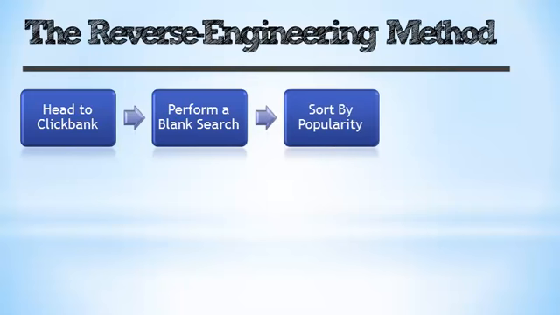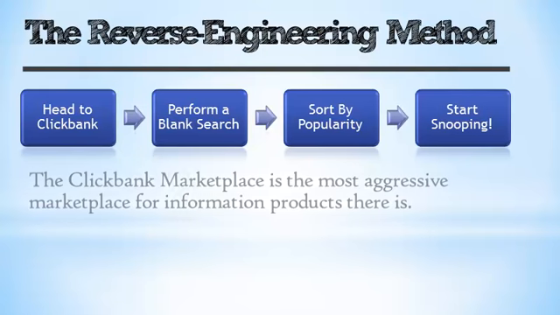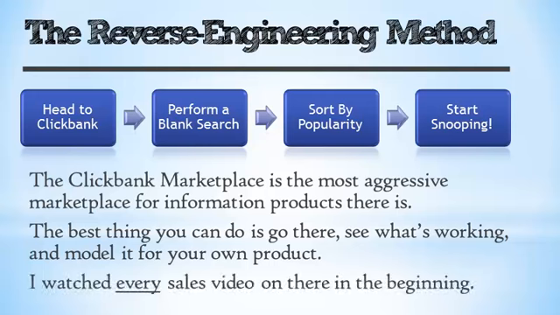So you perform a blank search, you sort by popularity, and you just start snooping to see what people are up to. Okay? It's the most aggressive marketplace for information products there is, and so the best thing that you can possibly do, the best education in internet marketing that I can give you, is to go there and look at the top selling products and see what's working and model that for your own product.